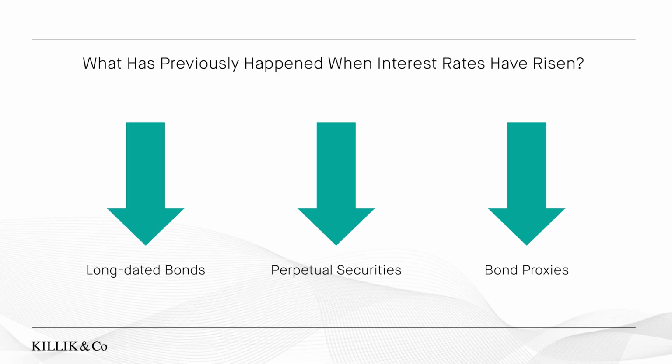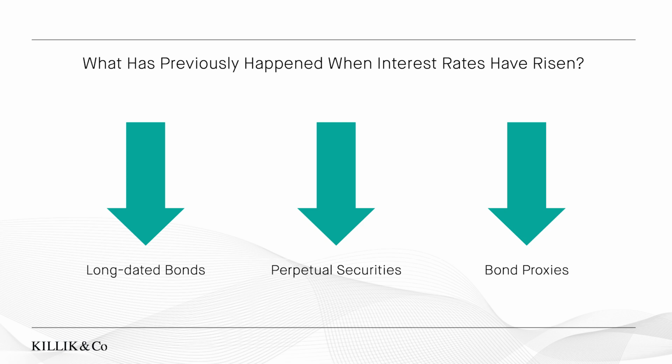We tend to find that investments with a very long maturity date are more sensitive to rises in inflation or interest rates, and even expectations of high inflation and higher interest rates. And so at the moment we are watching very closely long-dated bonds. We're also watching other fixed income securities such as preference shares and permanent interest-bearing shares. We're also watching bond proxies.